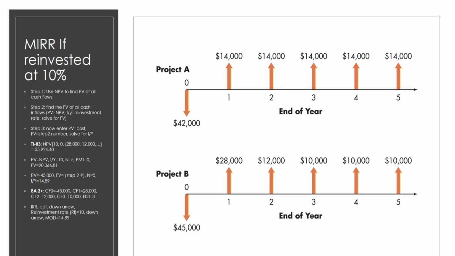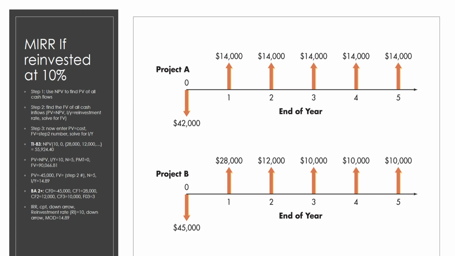So the first step, we're going to use the net present value to find the present value of the cash inflows. The second step, we find the future value of all of these cash inflows, and we set our discount rate equal to our reinvestment rate. Now for step 3, we are going to enter the present value as the cost of the project. So for project A, that would be a negative $42,000. And for the future value, we enter in the future value of those intermediate cash flows reinvested at the cost of capital. Then we find the present value of that.